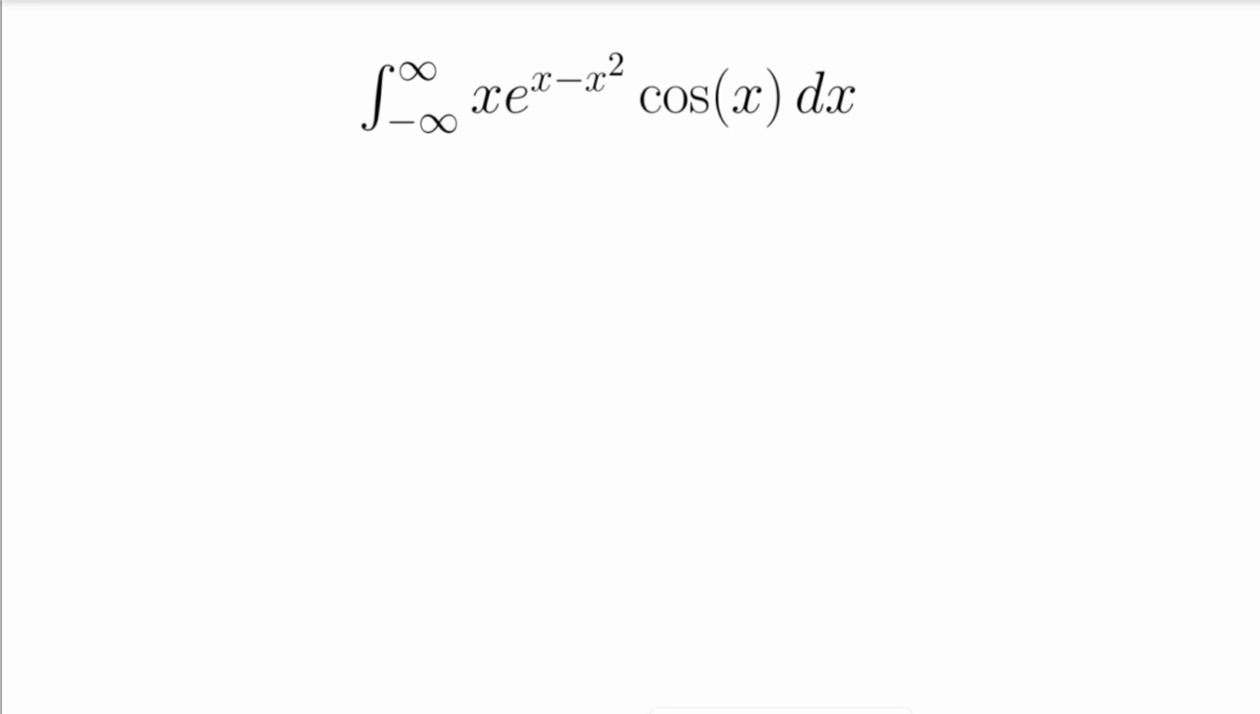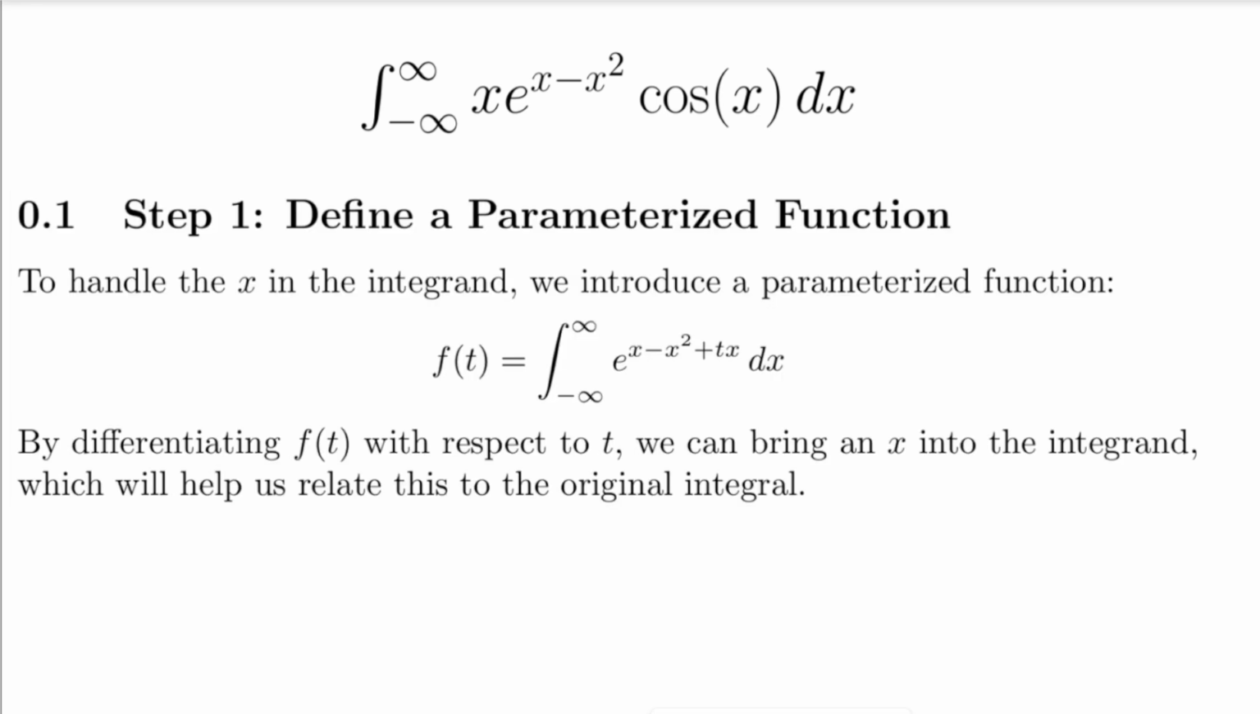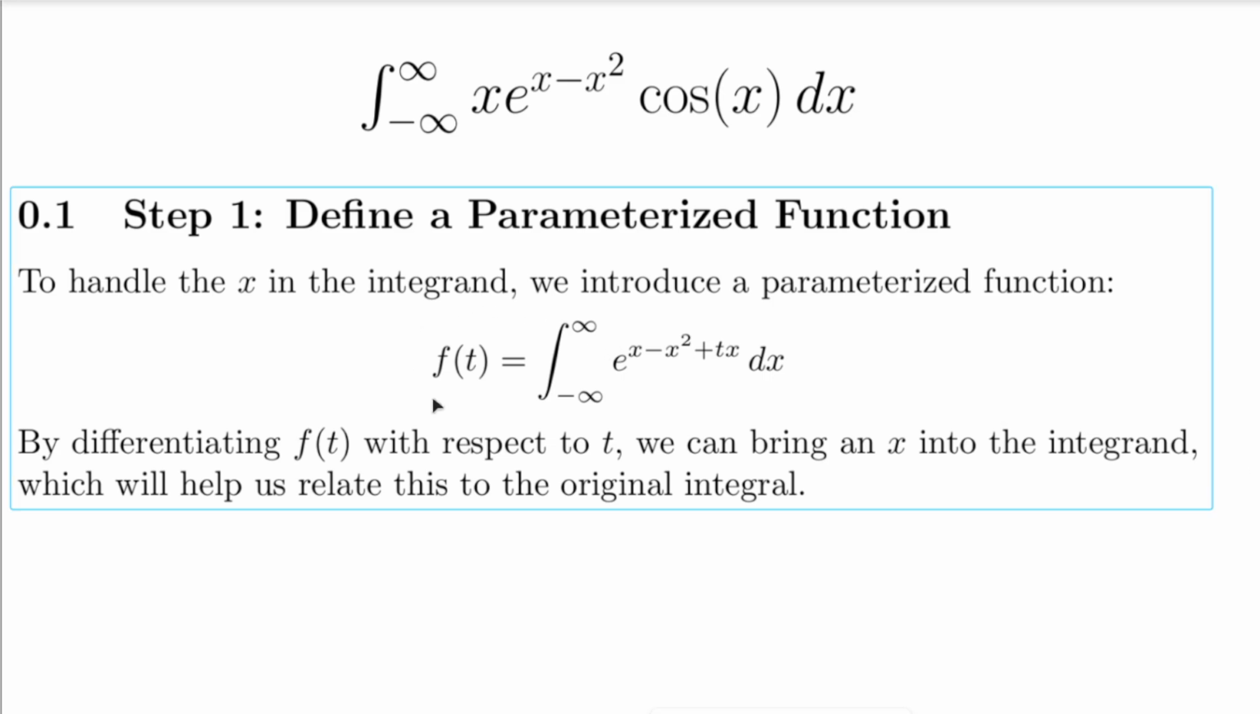Today, I have got a really good integral for you. We will be using Feynman integration in combination with complex numbers to solve this. All right. So, what are we going to do for our first step here? We're going to define a parameterized function, and it's going to be equal to this right here. That is, f of t is equal to the integral from negative infinity to infinity of this new integrand here.